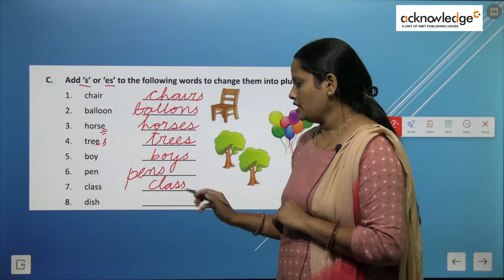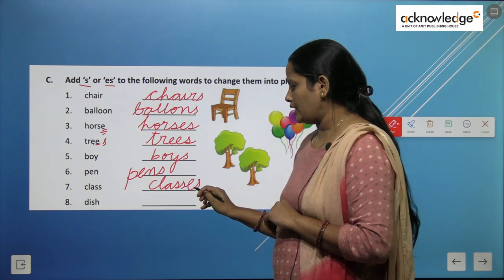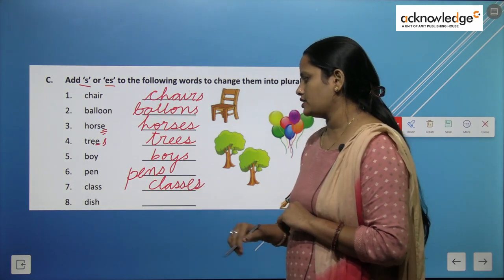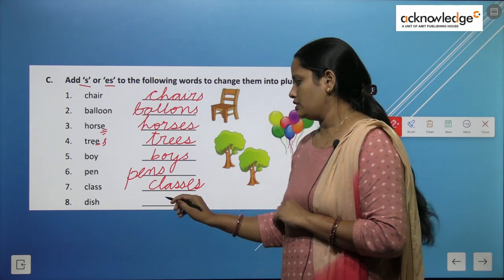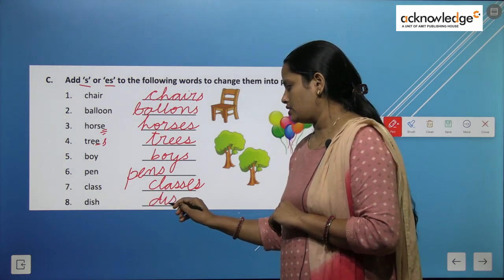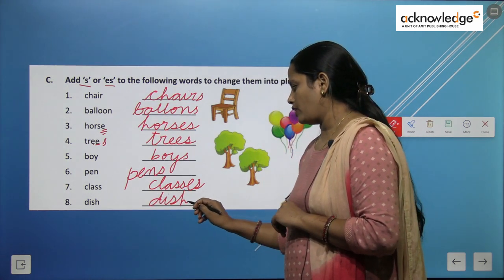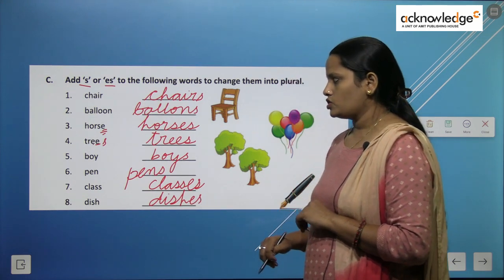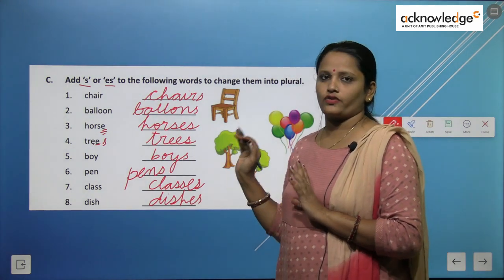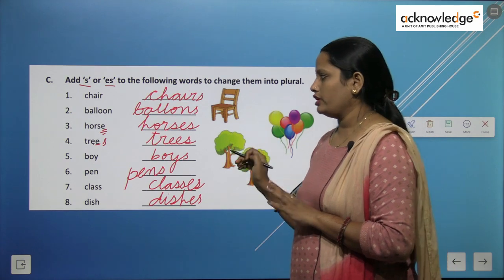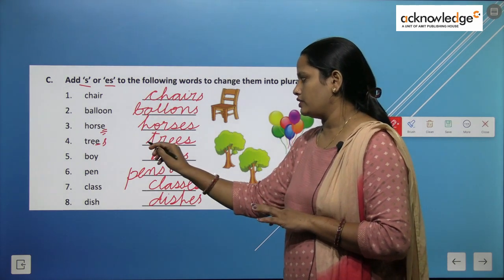Class becomes classes. CLASS is written and we have to add only E and S. Dish becomes dishes. DISH, dish, and we have to add ES. So all these corrections we have to do in our book. You have to fill your book like this as we did.